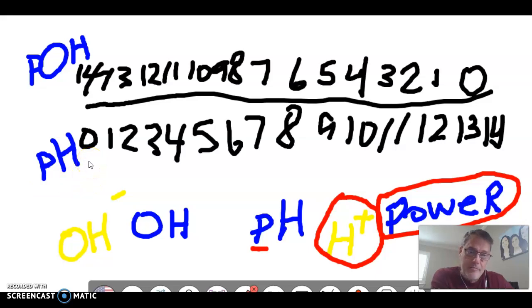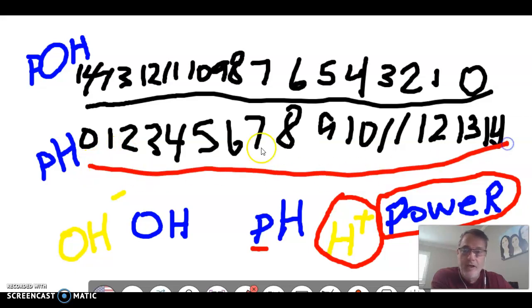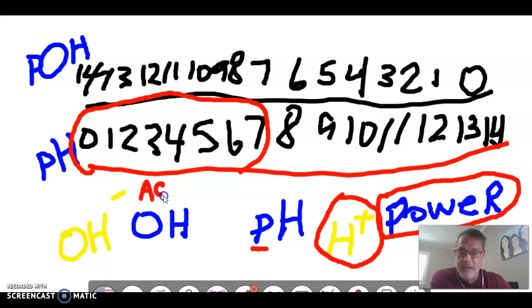On the pH scale, it goes from 0 to 14. And I'm on the pH part of this scale, 0 through 7. This area of the scale, we say it is acidic. The closer you get towards the other side of the scale, the weaker the acid. So 7 is actually, I'm going to color this yellow, 7 is neutral.